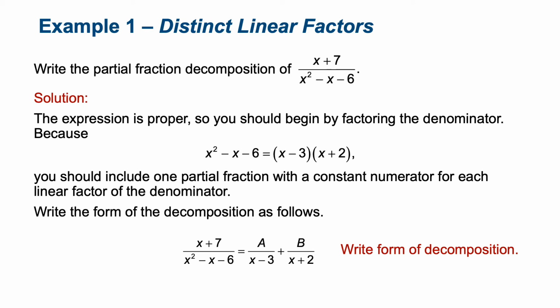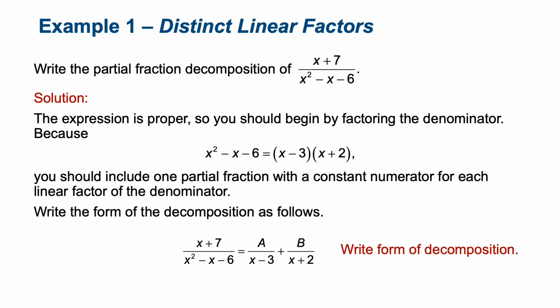Okay, so we're going to have one partial fraction with a numerator constant for each linear factor of the denominator. What does that mean in English? Since I have two factors, I'm going to have two partial fractions. So this is how you begin. You say (x + 7) over (x² − x − 6) equals, and then you write a placeholder A over one of the factors, (x − 3), plus a placeholder B over (x + 2). So basically you're rewriting the rational expression in terms of the factors of its denominator. That's really what we're doing.